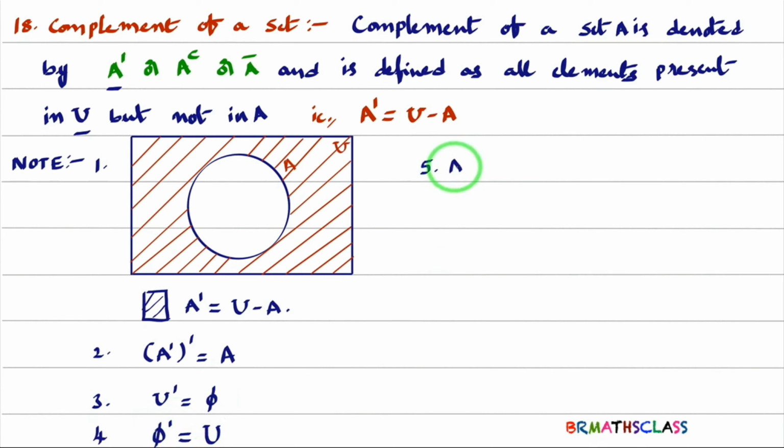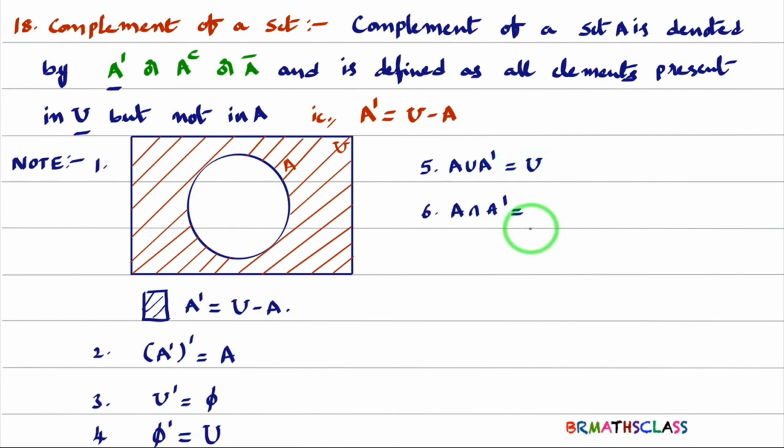Now see the fifth point. A union A dash. When we do A union A dash, what you will get? You observe here. This is set A and this part is A dash. When we do their union, what you are getting? You are getting universal set. You can understand this easily. This circle is set A. And this lines part is there, na? That is A dash. If we do their union, we will get this total box. This total box is nothing but universal set. So A union A dash is universal set.